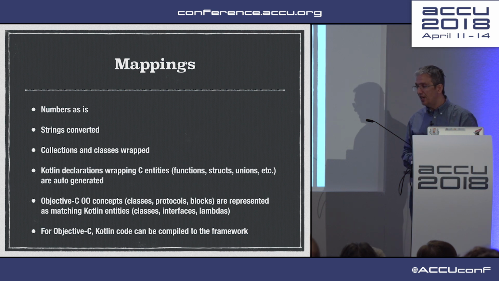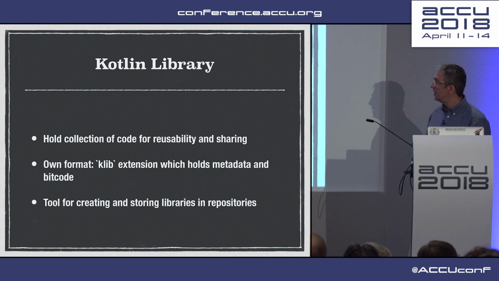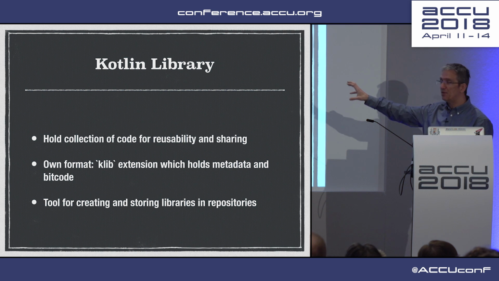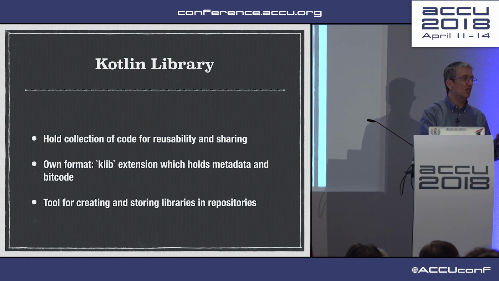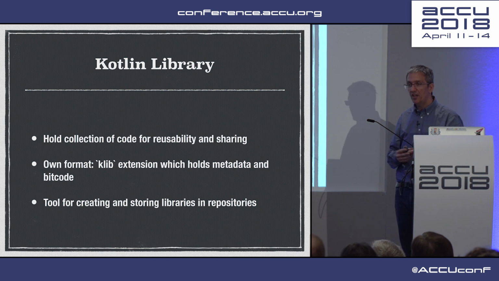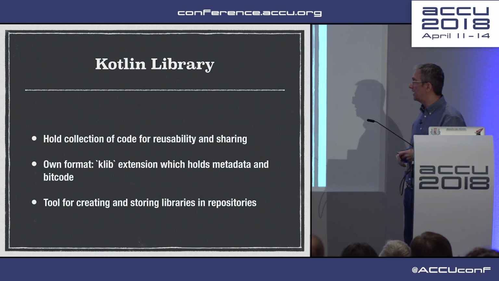I do want to get to a small demo and show you how this works. We have the concept of a klib, or a Kotlin library, which essentially allows you to have reusable Kotlin code and then call that from your multiple Kotlin projects. And obviously, you can link in static libraries, dynamic libraries, etc.